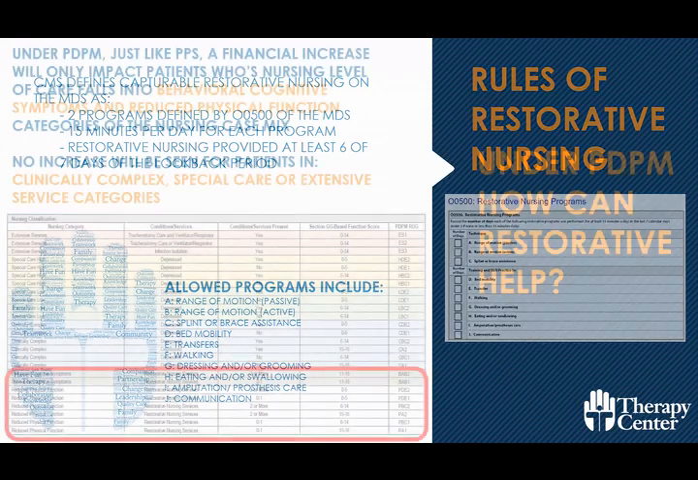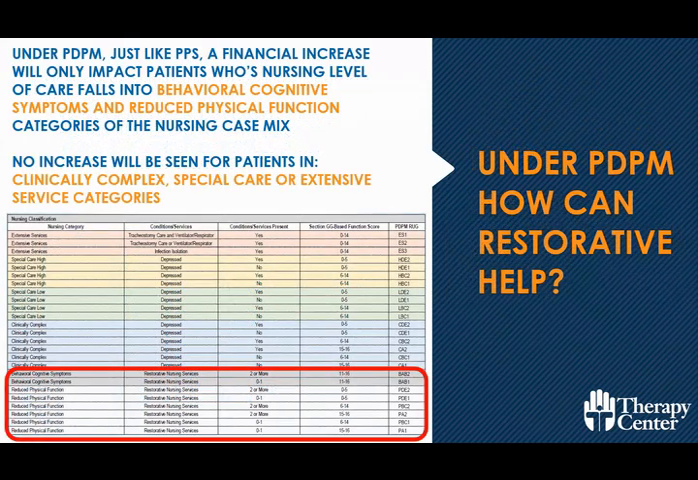Further criteria includes that patients must fall into either a behavior cognitive symptom category under Part A or reduced physical function. Patients can receive restorative services regardless of category. However, the financial reimbursement bump that a facility may see only applies to the patients falling in the behavior cognitive or reduced physical function.